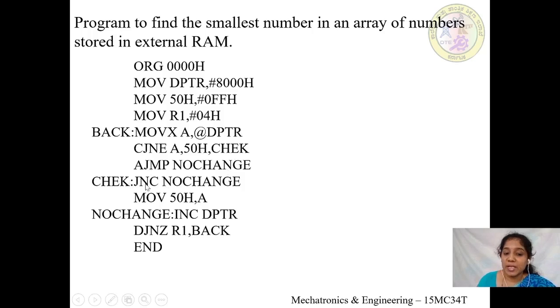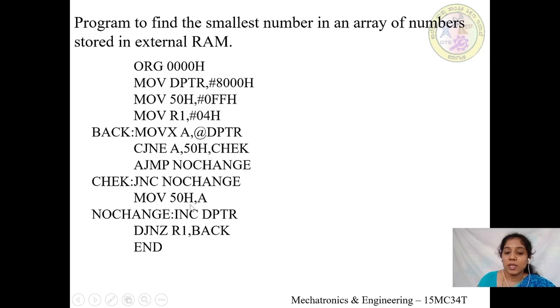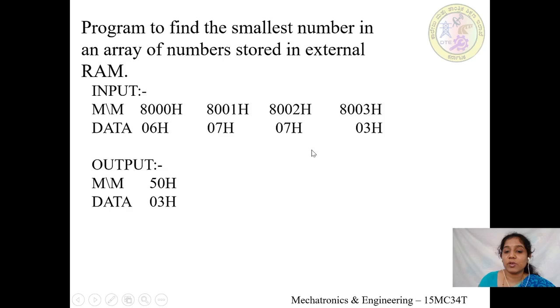So here is carry flag set? No. Carry flag is not set. Jump no carry to no change. No change because if you compare 6 and 7, 6 itself is the smallest. No need to exchange. So hence there is no change. Again we will perform the next increment DPTR. We will go with the next memory location. This process will be continued till the count is reached. So as of now, compared with 6 and 7, the smallest number we have found in memory location is 6H. It will similarly compare with all the memory locations and find the smallest value.